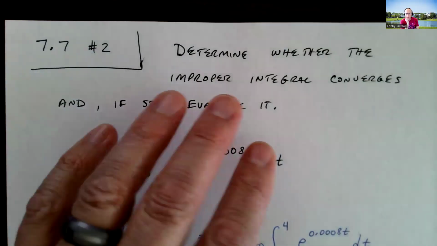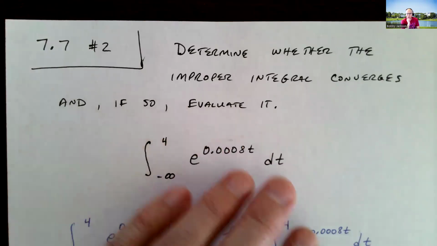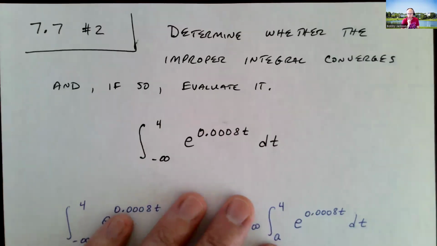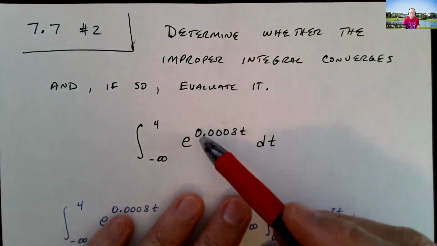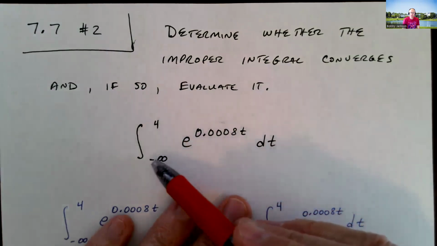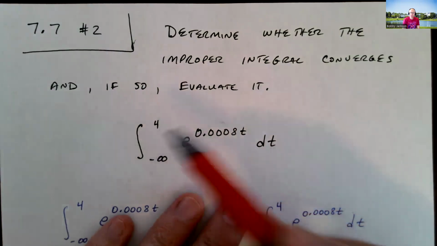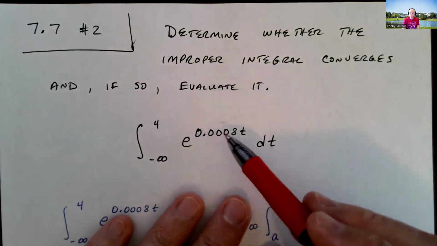Let's look at number 2 here in section 7.7. We're going to determine whether the improper integral converges, and if so, evaluate it. And here is this integral here. Again, your expression might be slightly different number-wise, but it should go from negative infinity to some number, in my case 4, of e to the 0.0008t.